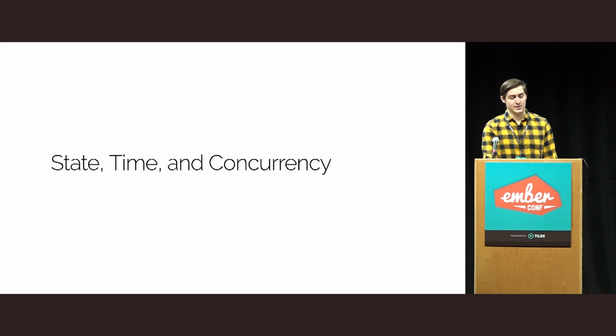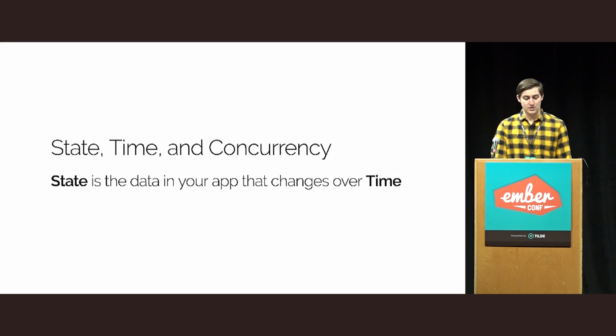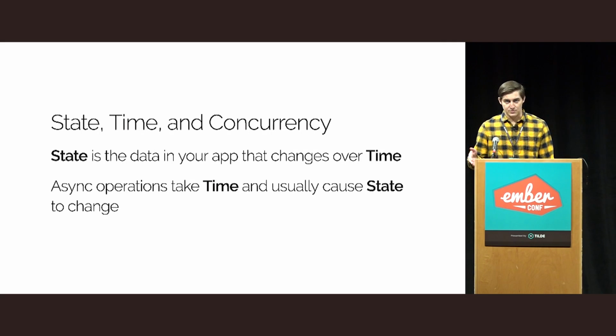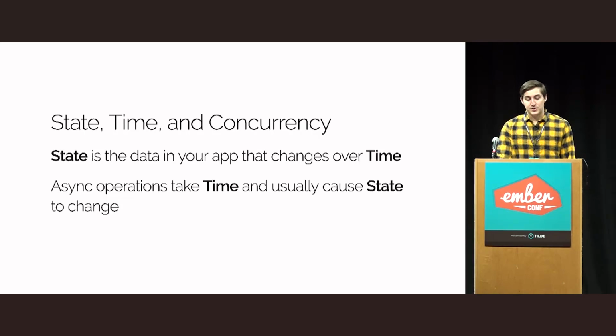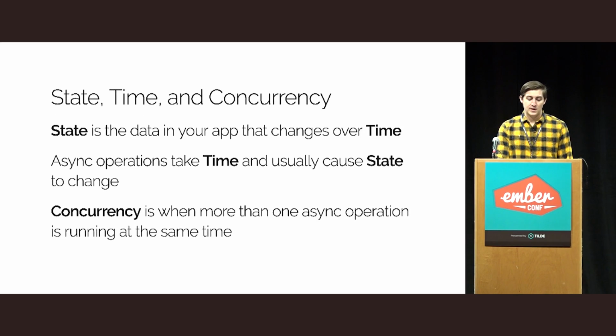So state, time, and concurrency. Maybe let's define a few terms. State is the data in your app that changes over time. Async operations, which might be kicked off in your app, take time and usually cause state to change. And concurrency is any time that you have more than one async operation happening at the same time.